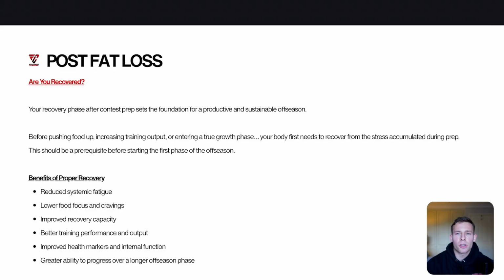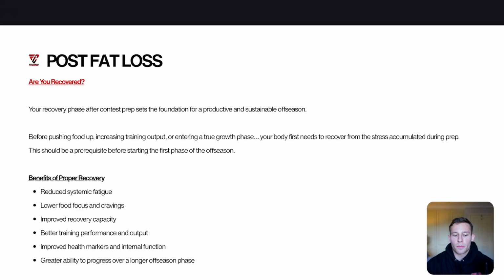And most men rush this. They want to get in. They want to start eating more food. It's dangerous. You will damage yourself if you do this. And you will accumulate significantly more body fat if you just start eating aimlessly as well. This has to be a prerequisite before the first phase of the off-season.